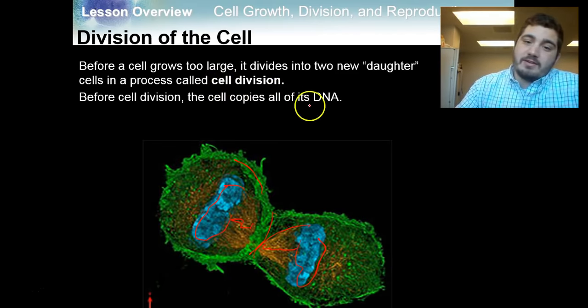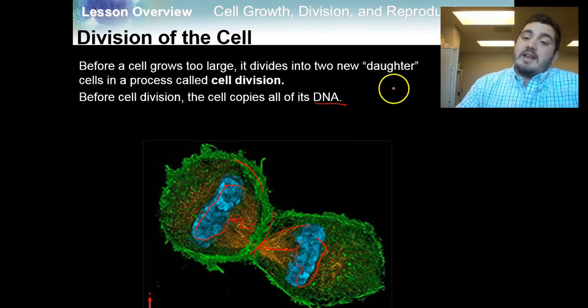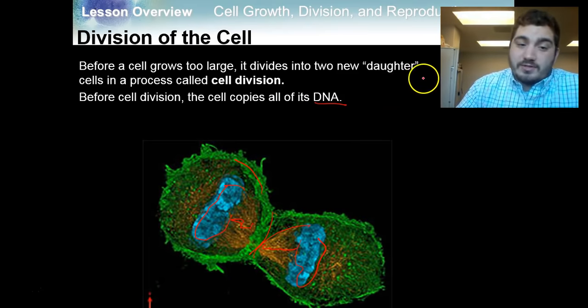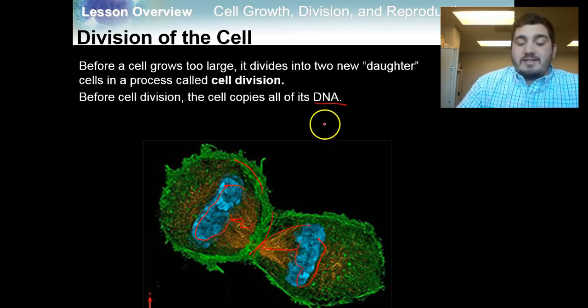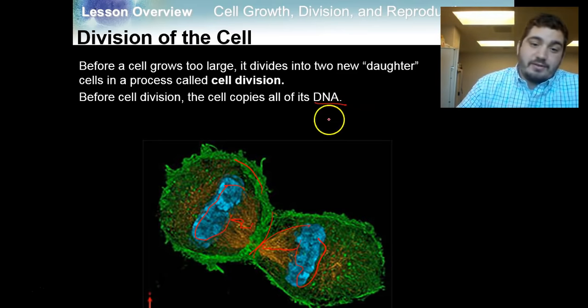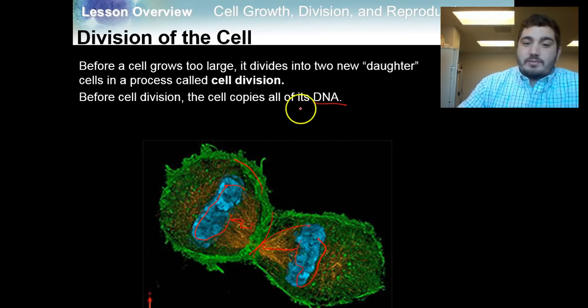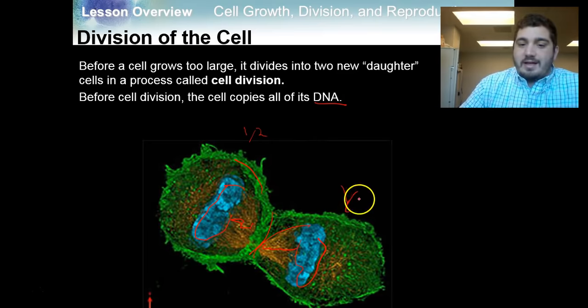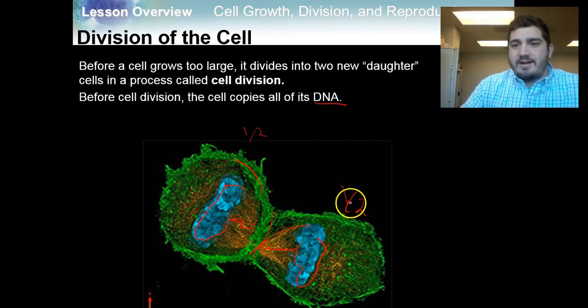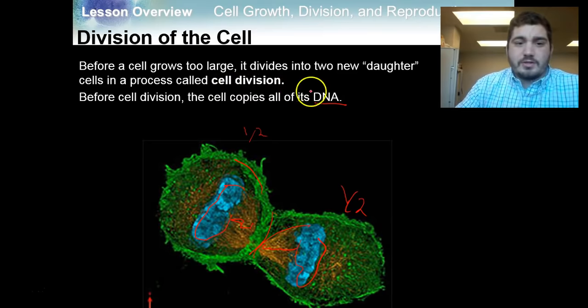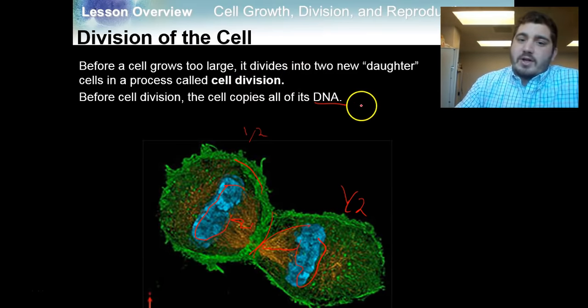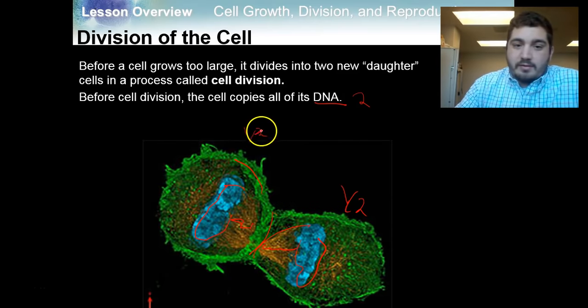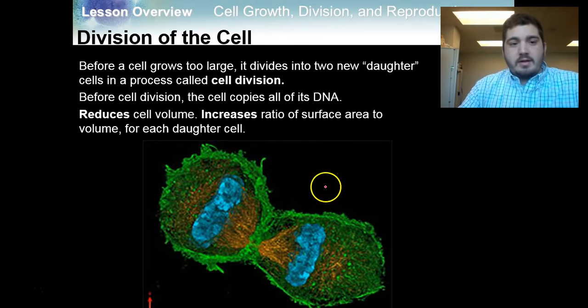Before a cell divides, right, we need to make sure it makes copies of its DNA, right? And we said DNA, or deoxyribonucleic acid, is basically the information for life, tells cells how to do things. And if we were to do cell division before we did that, each cell would only have one half of the DNA, and basically both those cells would die, right? Because they wouldn't have the information to live. So before cell division, the cell copies all of its DNA. It makes two copies so that each one can get one copy instead of a half, all right?